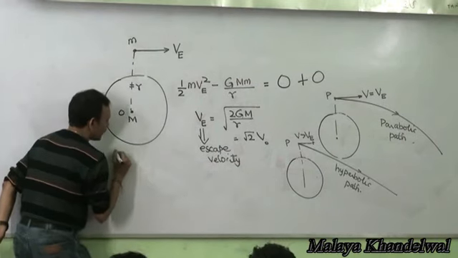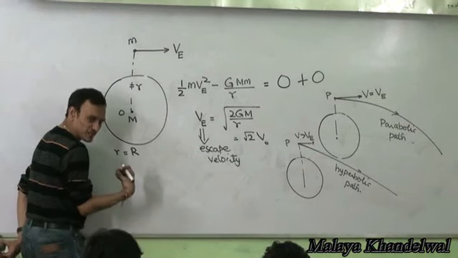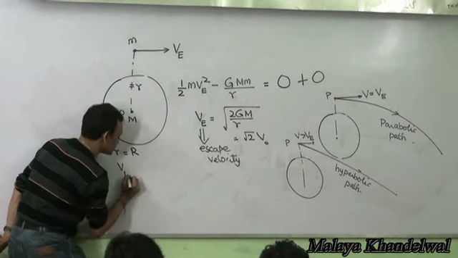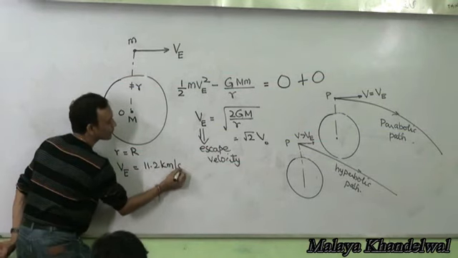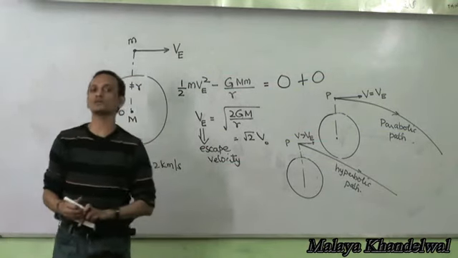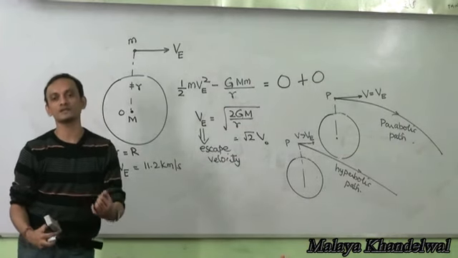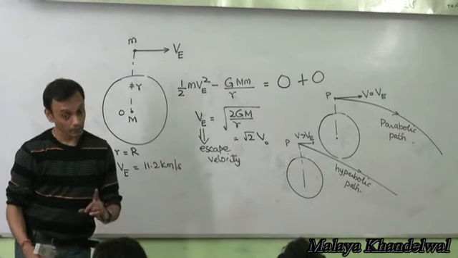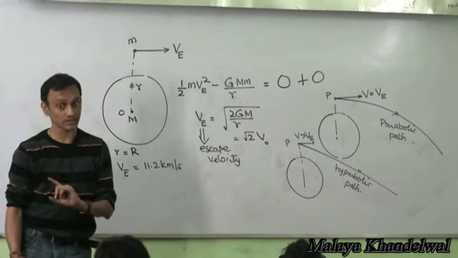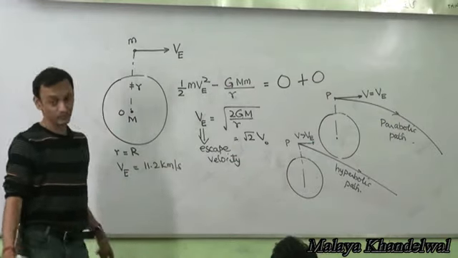And when r equals capital R, meaning on the surface of the earth, the escape velocity turns out to be 11.2 kilometers per second. From the surface of the earth, if you want a particle to escape to infinity, you must impart it a velocity equal to 11.2 kilometers per second. This is the escape velocity from the surface of the earth.